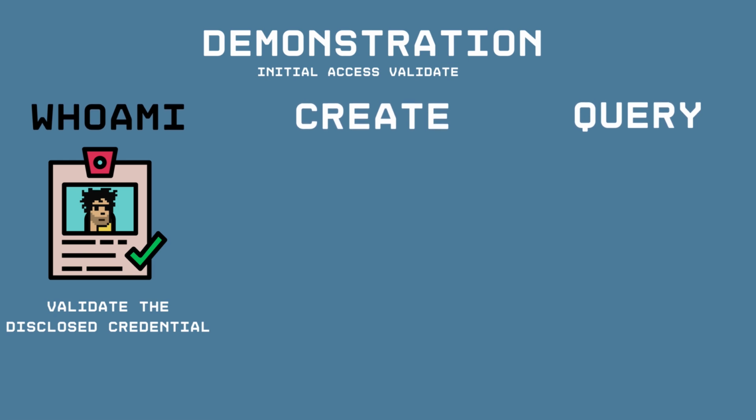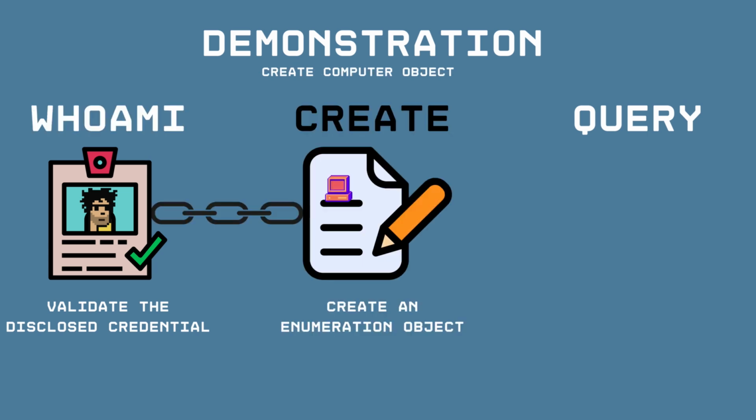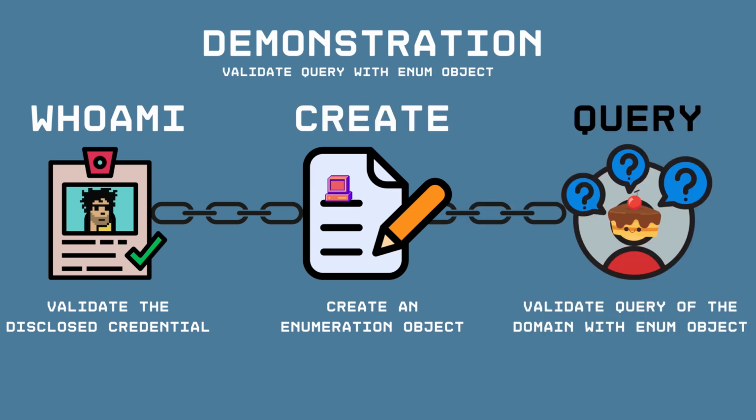First, the credential disclosed by the user through the LDEEP project is validated. This will be the first time the login is tested with Active Directory. Next, the captured credential will be used to create a generic computer object. This provides an additional context. Lastly, the new object will also be tested for authentication. The object will be used for deeper enumeration.